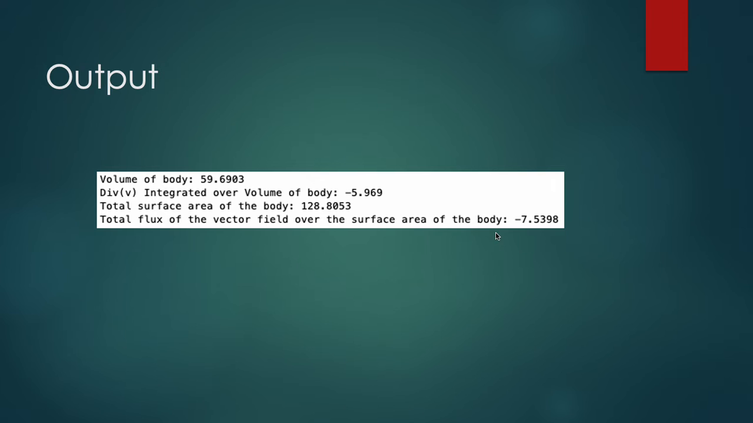So the things I was having issues with for my shape, which was that wide flange shape: I could get the volume of the body, and I could get the total surface area of the body, because that's what we did last week. But this week it was more focused on the divergence and the flux of the vector field over the surface area of the body. And those were the two that I was having trouble creating the output for.